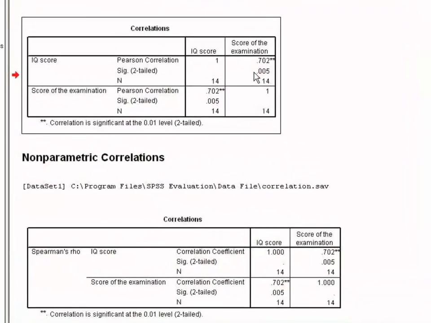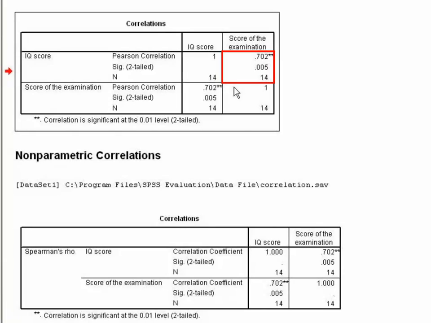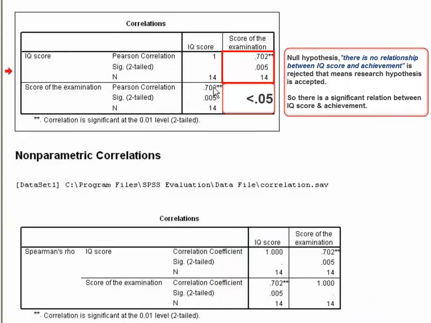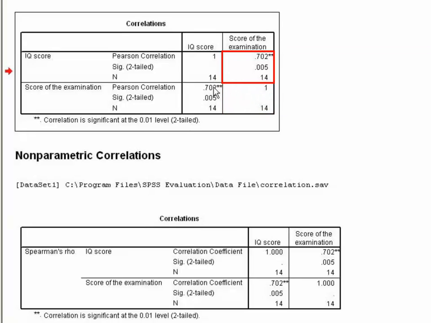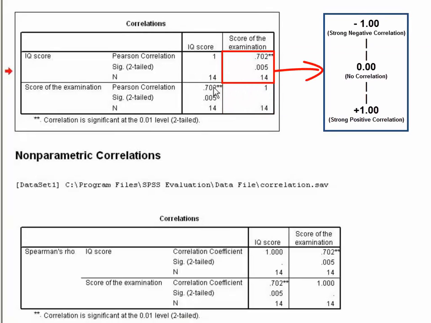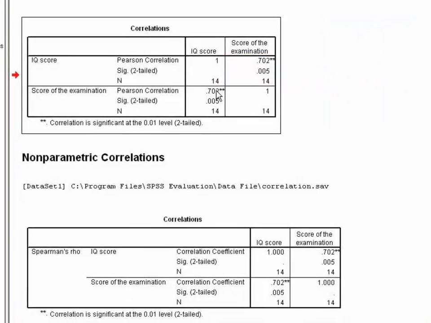Now, as the sig value 0.005 is less than 0.05 in both of the methods of estimating correlation coefficient, which implies the null hypothesis, which is there is no relationship between IQ score and achievement, is rejected. That means research hypothesis is accepted. So, there is a significant relation between IQ score and achievement. The r value 0.702 suggests that there is moderate and positive correlation between the IQ score and achievement.